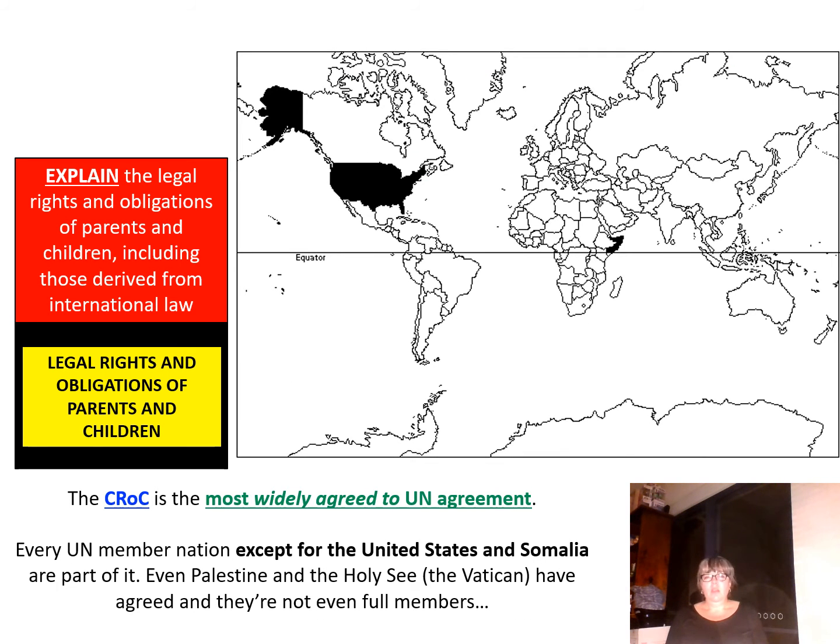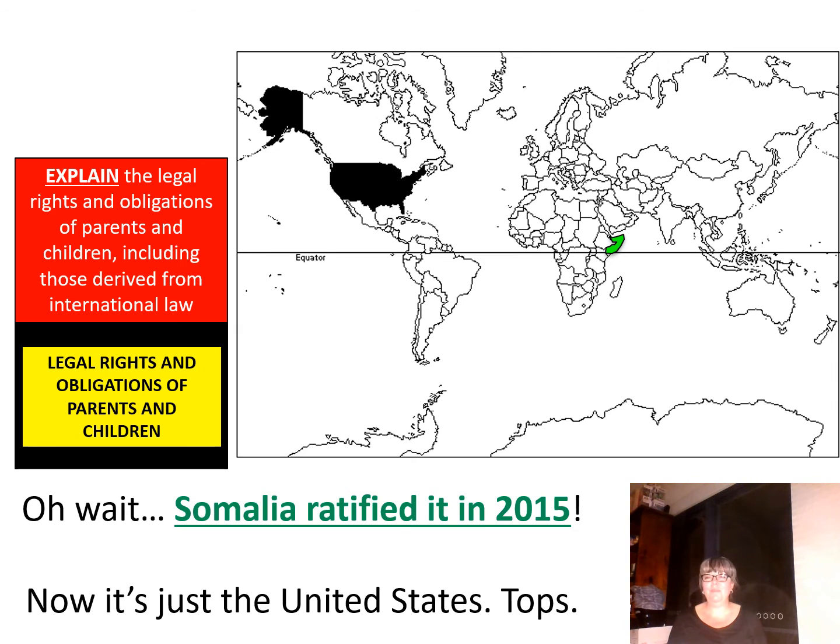The CROC, Convention on the Rights of the Child, is the most widely agreed to UN statement. Every United Nations member, except for the United States and Somalia, are part of it. Even Palestine and the Holy See, or Vatican City, have agreed, and they're not even full members. Oh, sad. US and Somalia. Wait, no, Somalia ratified it in 2015, so now it's just the United States tops.